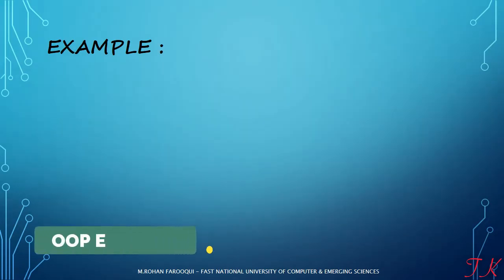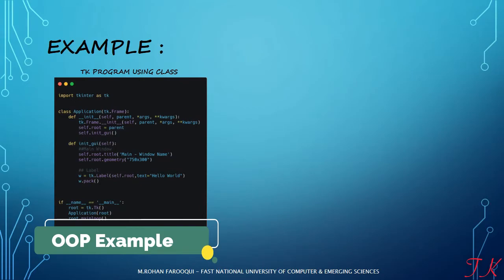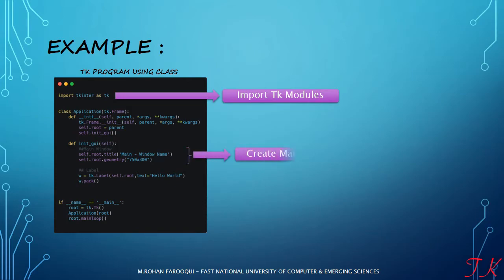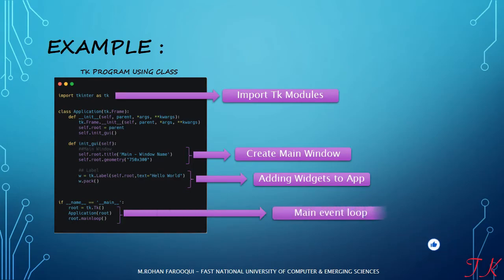Here is another example of a Tkinter program using OOP. This is the same hello world program, but we are using classes here. In the same pattern I have first imported the Tk module, the Tkinter library, and then I have created a main window, then I add a label to it, then I run it using a main event loop. I would prefer this OOP approach as the code looks good and it is easy to manage when you are creating more than one window. So I would follow this approach in my tutorials also.